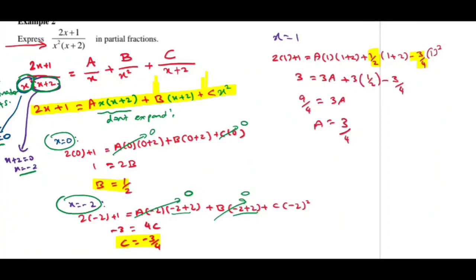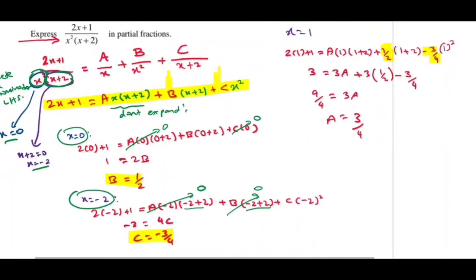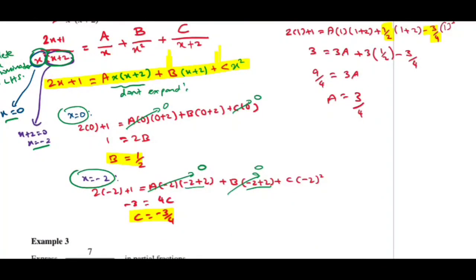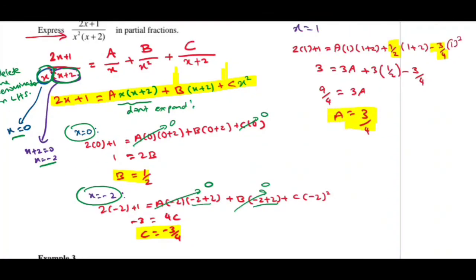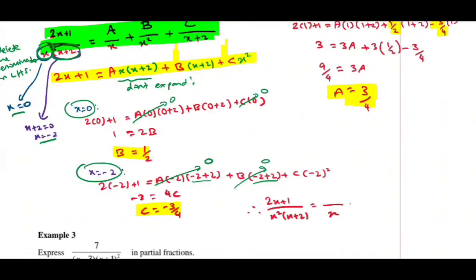Your final answer must be written in partial fraction, so don't leave your answer just like that. Please substitute a, b, and c into the ones that you have separated here. Write down the denominators and then write down the numbers of a, b, and c. So a is 3 over 4, write 3 on top and 4 below. B is 1 over 2, write 1 on top and 2 below. And c is negative 3 over 4, write negative 3 on top and 4 below with a bracket in front.